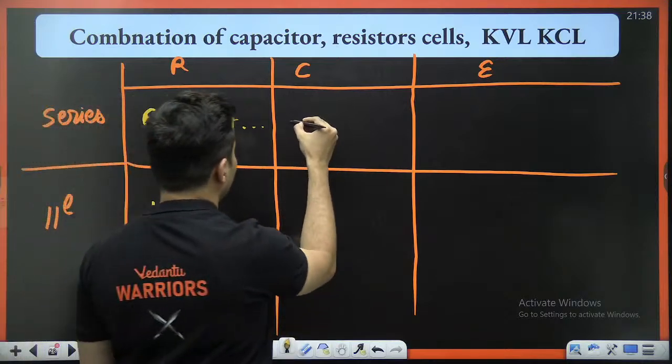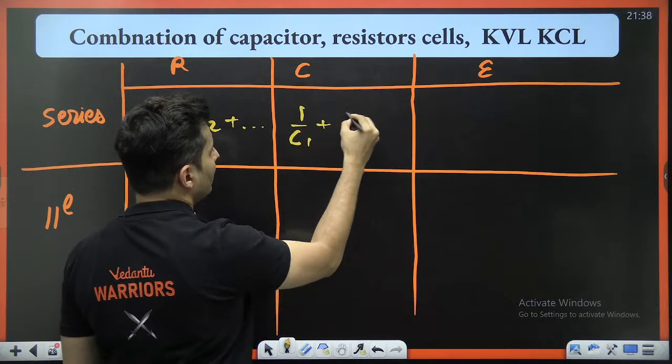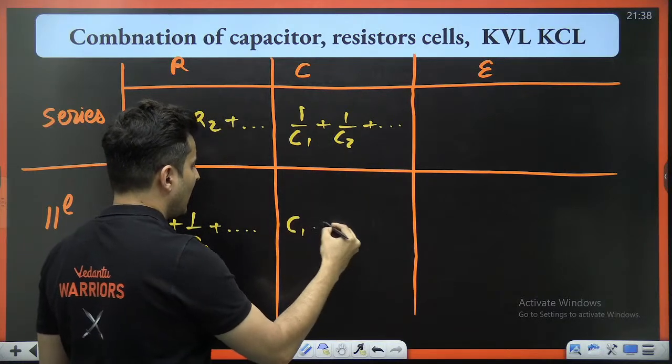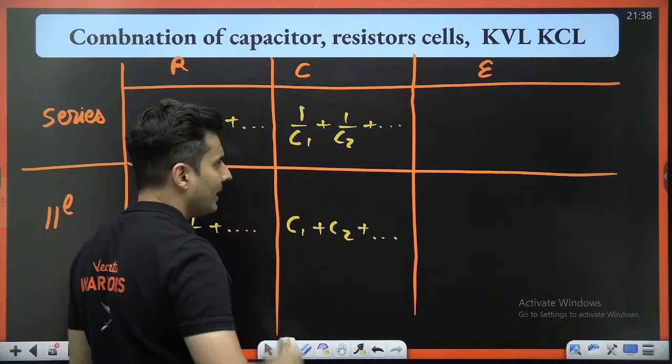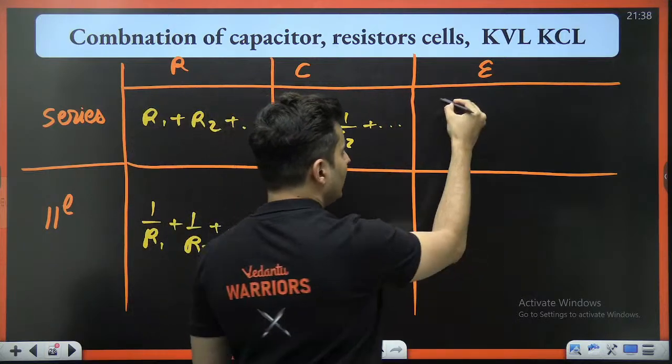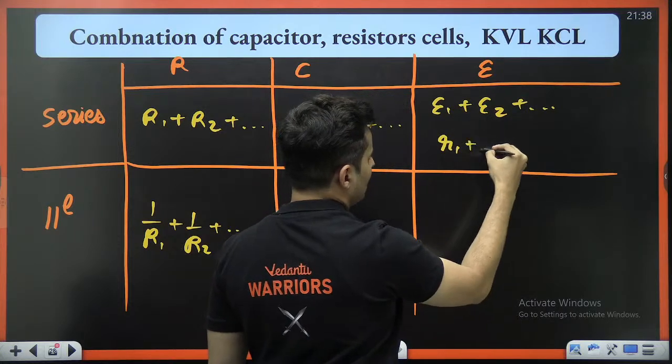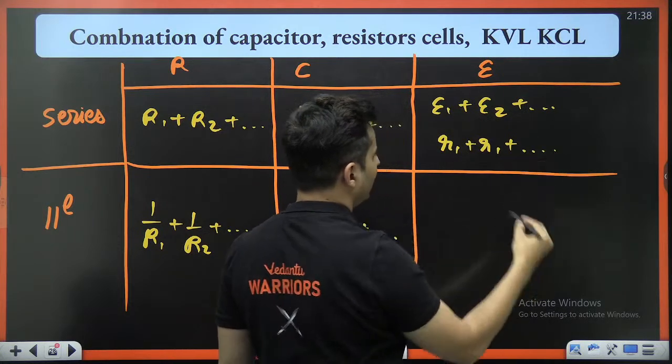In case of capacitors, it is exactly opposite. So it is 1 by C1 plus 1 by C2 like that. For parallel, you just add it, C1 plus C2 like that. For EMF, it is E1 plus E2 like that. And internal resistance also gets added, R1 plus R2 like that.